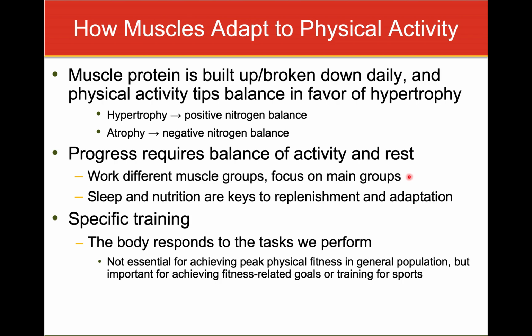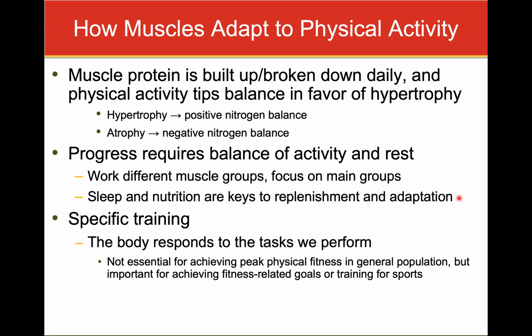So things that you can do to ensure that you're getting that nice balance of activity and rest is working different muscle groups and focusing on main groups. So if you want a bigger chest, right, not just doing chest every day and trying only to work your chest by doing something like a chest fly, but stimulating the chest muscles 2 times per week. And instead of just doing the chest fly, doing something like a bench press or push-ups, where you're not just working the chest, but you're working your shoulders and your triceps and your forearms, working on multiple groups at once.